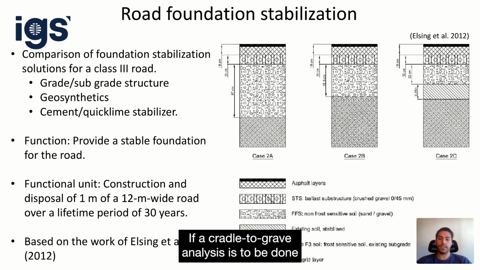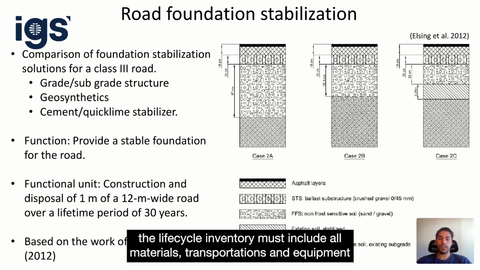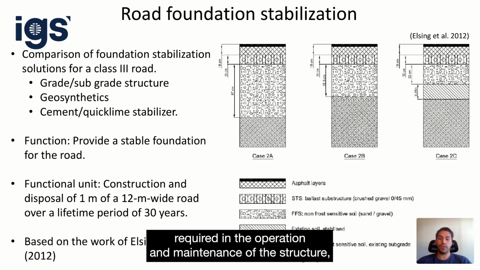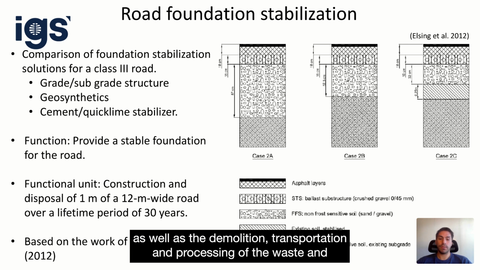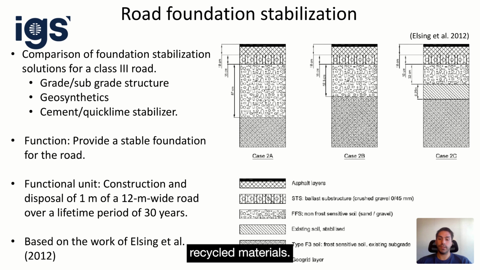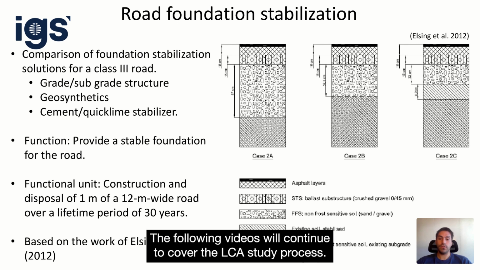If a cradle-to-grave analysis is to be done, the life cycle inventory must include all materials, transportations, and equipment required in the operation and maintenance of the structure, as well as the demolition, transportation, and processing of the waste and recycled materials. The following videos will continue to cover the LCA study process.